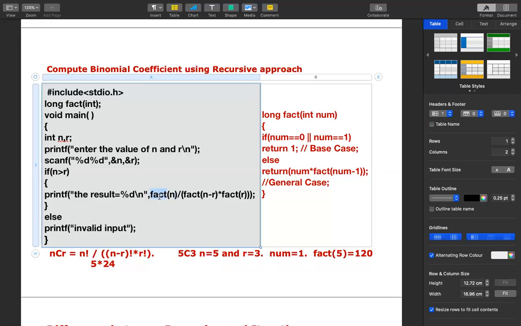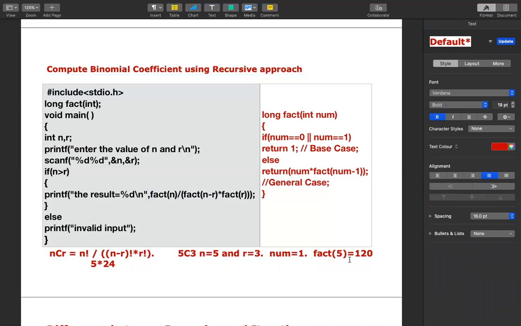Once this is done, it goes to the next expression, that is the denominator. What is the denominator? Fact of n minus r. So n is 5, fact of 5 minus 3. What is fact of 5 minus 3? Fact of 2. So it has to find out fact of 2 now.